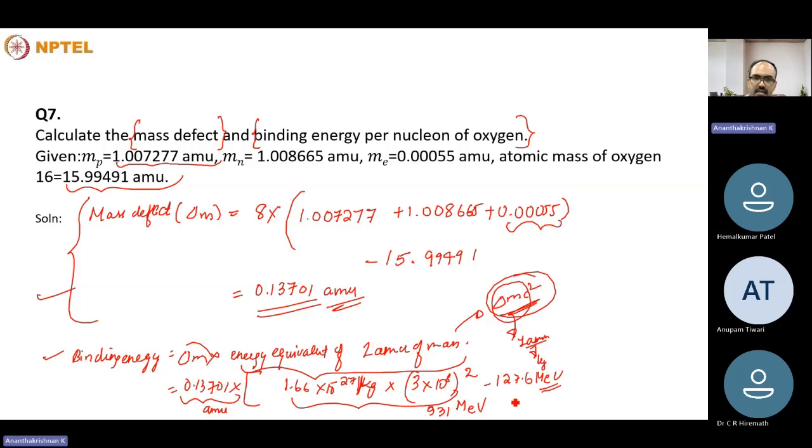The question in this problem is binding energy per nucleon. A nucleon is a combination of neutron and proton. So the binding energy will be 127.6 divided by 16. 8 and 8, there are two 8s. So it will result in 7.97 MeV.